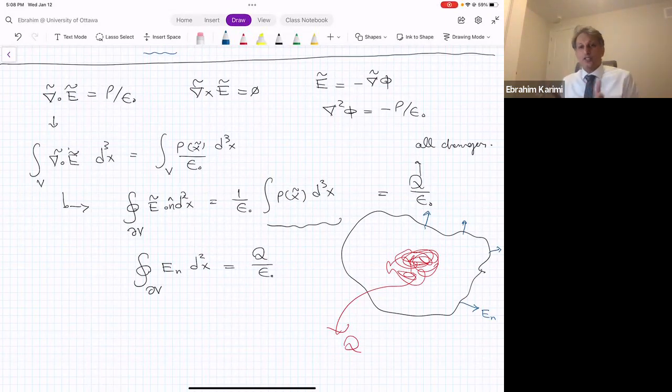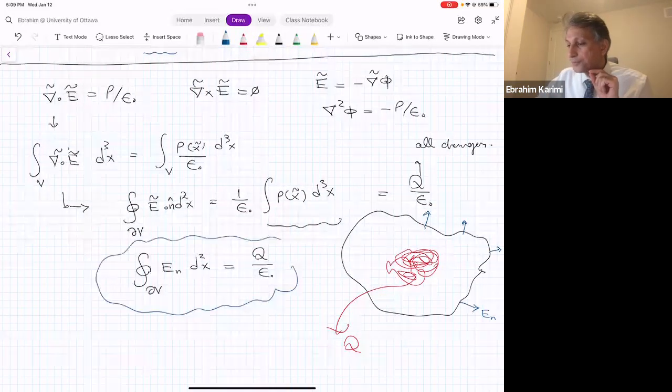So if the net charge inside is 0, then the sum of the normal component will be 0. That's really an important conclusion, and that's known as Gauss's law.